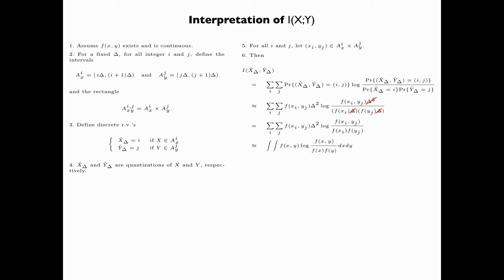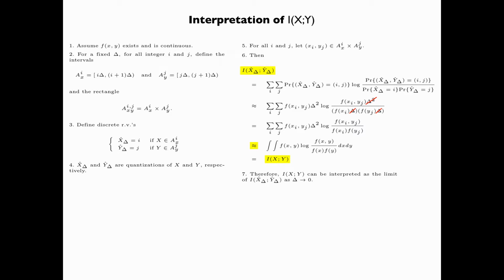When delta is small, this is approximately equal to integrating f_XY times log f_XY divided by f_X times f_Y with respect to dx dy over all x and y. And this is equal to the mutual information between the two continuous random variables X and Y. That is, when delta is small, the mutual information between the quantized versions of X and Y is very close to the mutual information between X and Y.